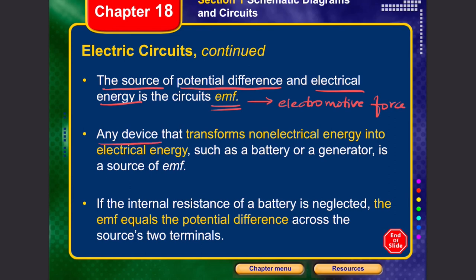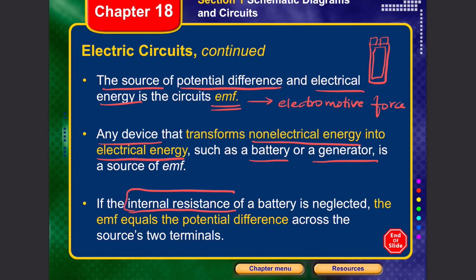The device that converts non-electrical energy into electrical energy is what we call a source of EMF. Most common sources of EMF are batteries or generators. Now, a battery by its own nature has a little bit of resistance inside it. If you look at the general construction of a battery, it contains the inner electrolytic material and on the outside you have the terminals. These are generally metal, and there is an interface between the electrolyte and the metal terminal. This resistance is called internal resistance.